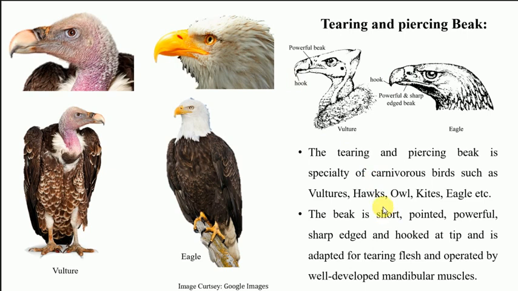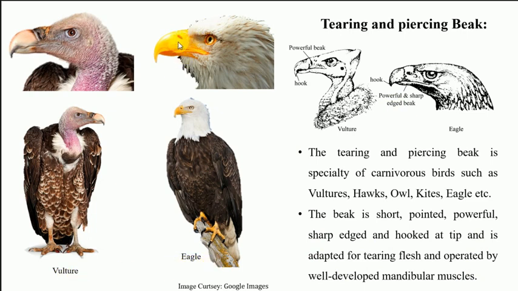Now the beak is short, pointed and powerful, sharp edged and hooked at the tip, and is adapted for tearing the flesh and operated by well developed mandibular muscles. So the tearing and piercing beak is a peculiarity of carnivorous birds like vultures and eagles.